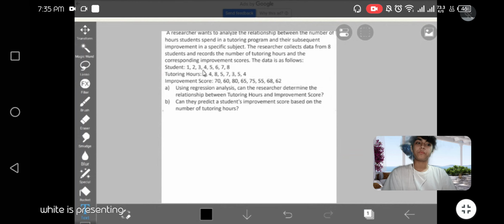Students 1, 2, 3, 4, 5, 6 to 8. Their data, tutoring hours, the independent or X, is 6, 4, 8, 5, 7, 3, 5, 4. The Y, which is the dependent one, improvement score, is 70, 60, 80, 65, 75, 55, 68, and 62. So we're going to answer the follow-up questions. But before that, we need to solve it by the regression analysis formula in order to answer the follow-up questions.